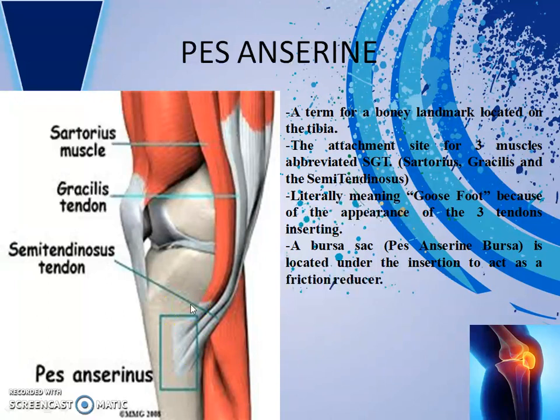Next one is the bursa sac, which is the pes anserine bursa. It is located under the insertion to act as a friction reducer. So the bursa sac will be here under this, which acts as a friction reducer.